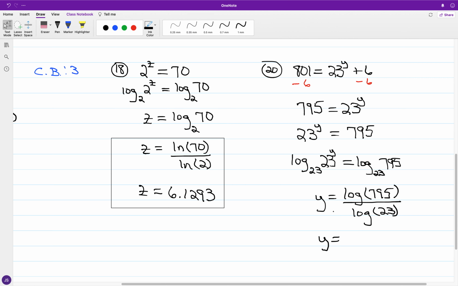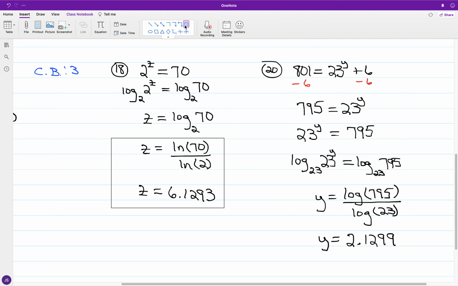Okay, so for what we have here, you've got the base 10 logarithm of 795 divided by the base 10 logarithm of 23. And so it looks like we're going to have y to be about 2.1299. And that second 9 does not round up, thanks to the 1 that is alongside it.